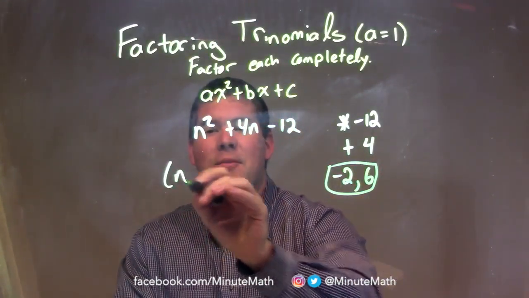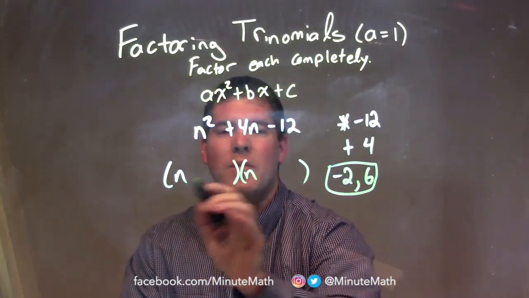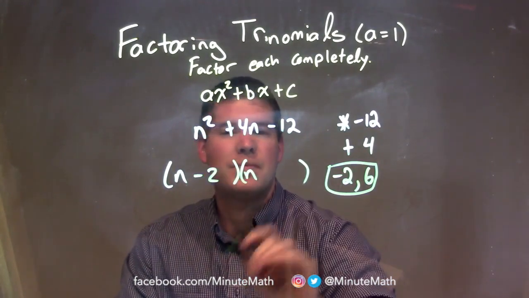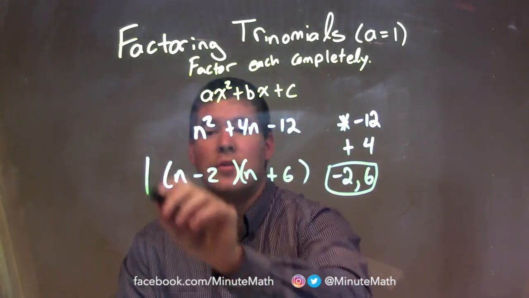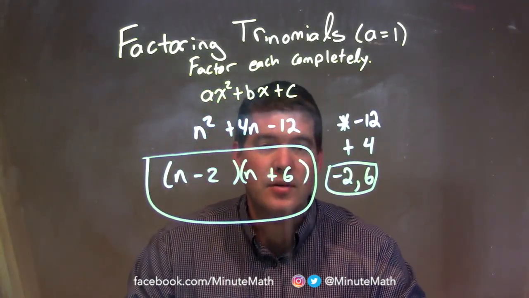So when I break this down into parentheses, in the beginning of each one, I'm going to take those two numbers that I found and write n minus 2, n plus 6 right there, and there we have it. Our final answer here is just n minus 2 times n plus 6.